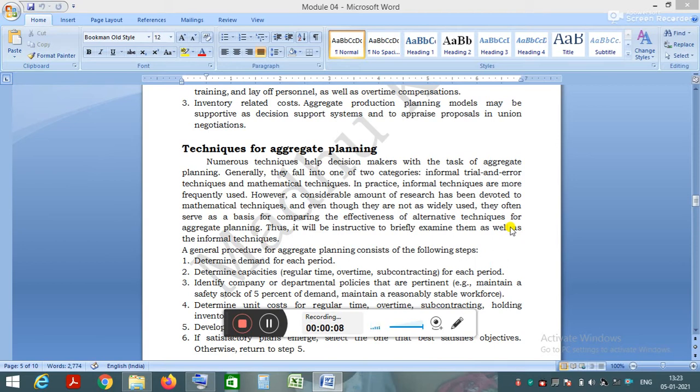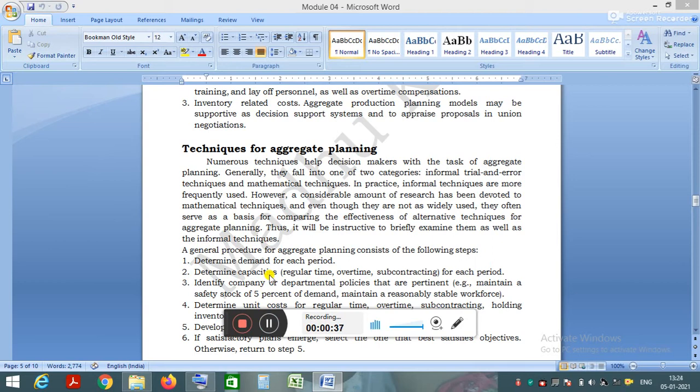In the last class, we discussed aggregate planning. We discussed what is meant by aggregate planning, what is the use of aggregate planning, and what are the strategies that we follow for aggregate planning, the strategies followed to meet the demand.